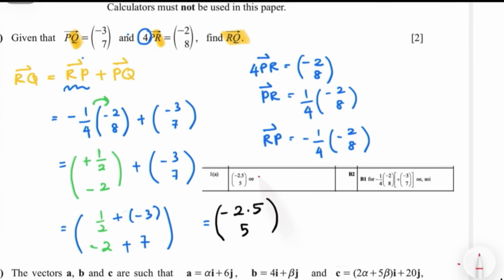Now let's check the marking scheme. This will give me 1 mark. Another mark is coming from when I understand that it's going to be in the negative direction, and this is where 1 mark is coming from. Total mark is 2 over 2.